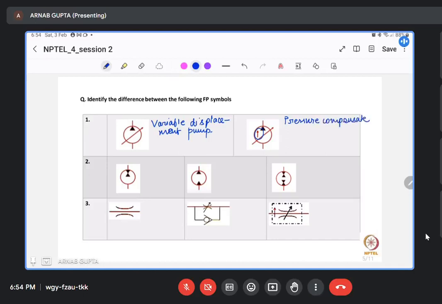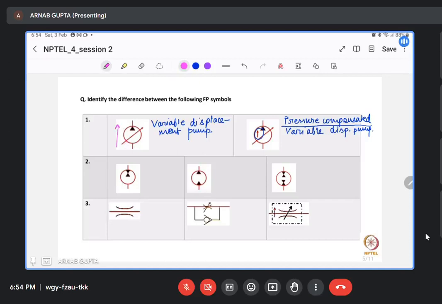Pressure compensated variable displacement pump. What does this pressure compensation actually mean, and why is it required? Because we know that the pump is discharging liquid at a particular flow rate, say.